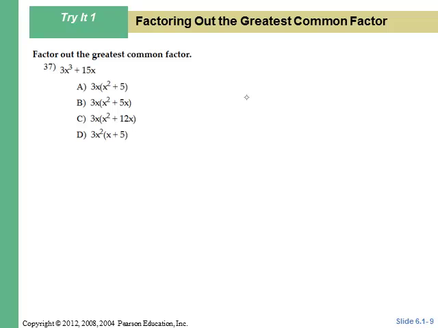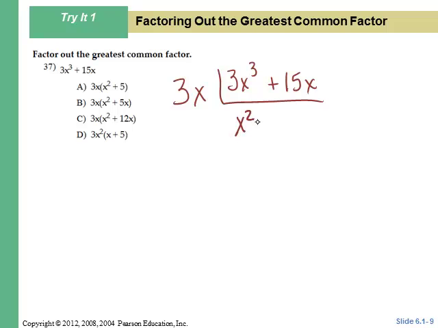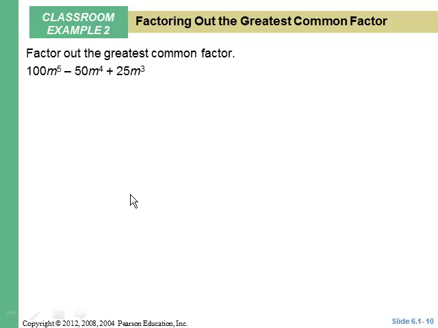How about this one? Now, if you notice this time, not only can we divide by the number 3, we can also divide by the letter x, or variable x. And here we're left with x squared plus 5. So our factored form is 3x times x squared plus 5.